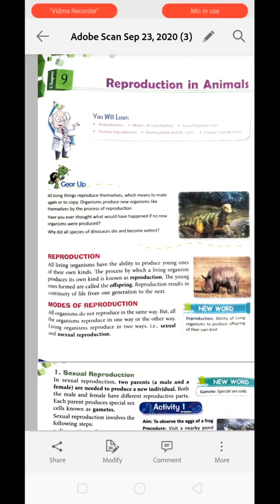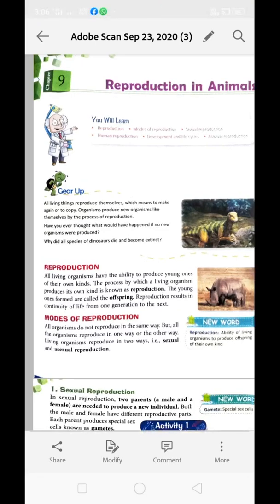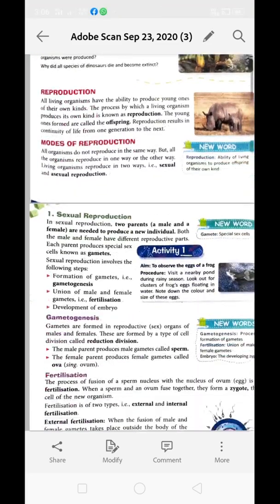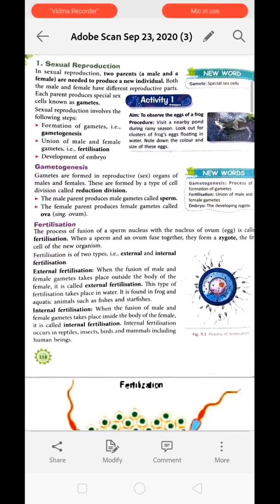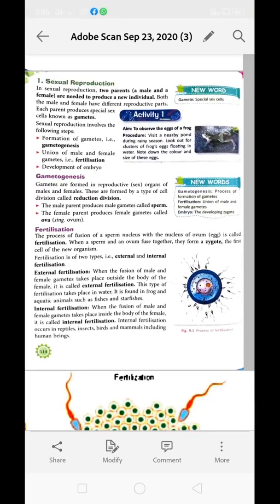Now the question is how reproduction takes place. What are the modes of reproduction? Reproduction can be of two types. The first one is sexual reproduction, whereas the second one is asexual reproduction. In sexual reproduction, two parents are needed. Out of them, one is male and the second one is female. These two parents produce a special type of cell which is called a gamete. When these gametes fuse together, they produce a new young one after development.